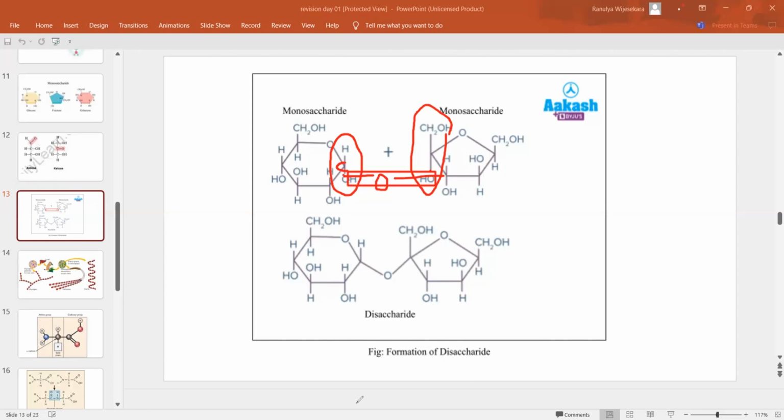Why is sucrose more suitable as a transport medium? Maltose transport කරන්න බැරිද? There are two reasons. Maltose වලින් glucose transport කරන්න පුළුවන්. This sucrose is metabolically inactive. Then it is readily soluble in water. Right? That's why sucrose is more suitable for transport.